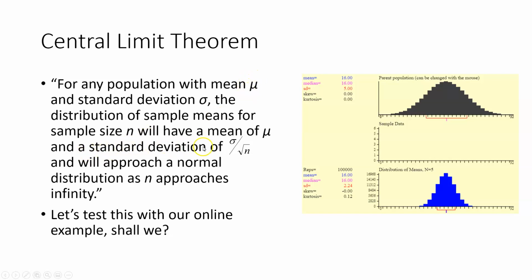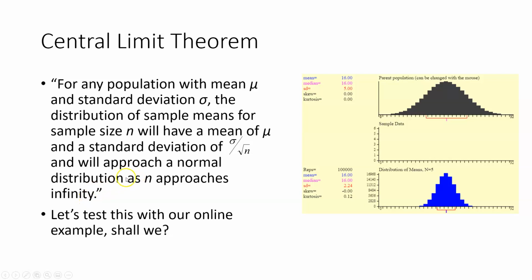But the standard deviation of the sampling distribution is not going to be the same as the standard deviation of the population. It's not going to be sigma. It's going to be sigma divided by the square root of n. So this standard deviation down here, which is indicated as 2.24, is not going to be the same as 5. It's going to be the same as 5 divided by the square root of 5. That's 2.24.